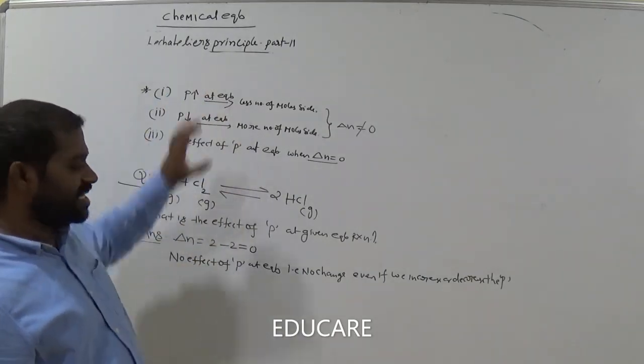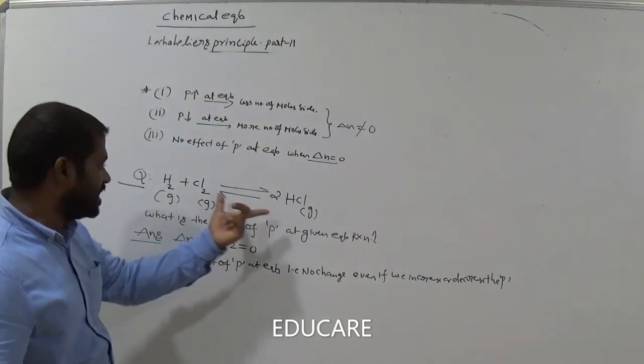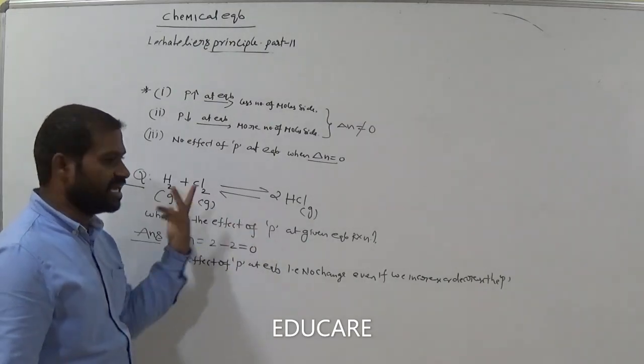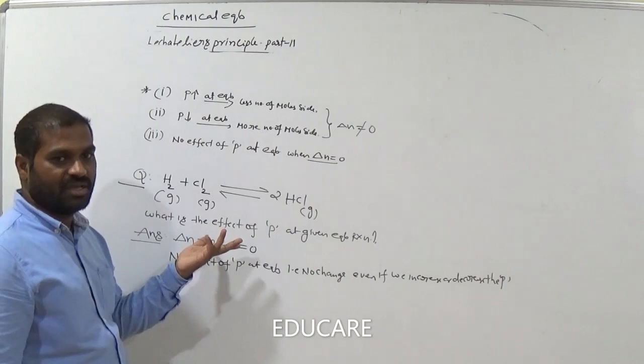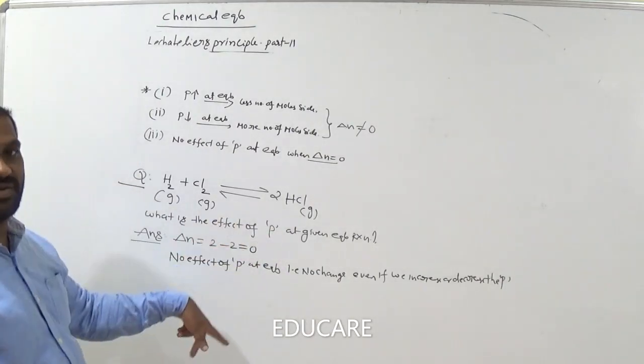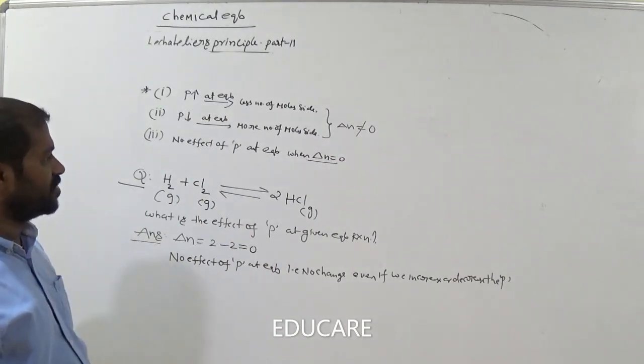Suppose we increase the pressure, generally at high pressure what happens? It moves to the less number of moles side. Where is the less number of moles side here? Both are equal. Then how can we decide whether it is forward or backward? There is no way, because the number of moles are equal. That means there is no effect of pressure. That means delta n is equal to 0 clearly. Very very important question. Okay.